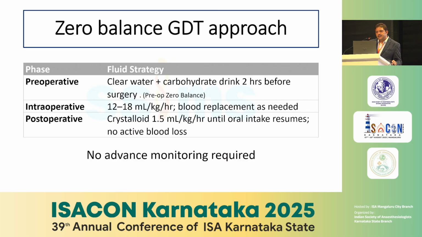Zero balance GDT approach. Here, in the preoperative phase, only clear water and a carbohydrate drink are given 2 hours prior to the surgery. This is considered as preoperative zero balance. Intraoperative, 12 to 18 ml per kg per hour with blood transfusion as needed. Postoperative crystalloids, 1.5 ml per kg per hour until oral intake resumes, without any blood losses. Here no advanced monitoring is required.